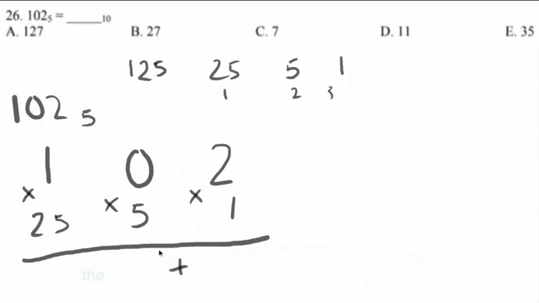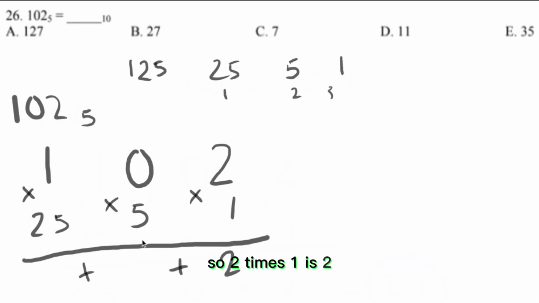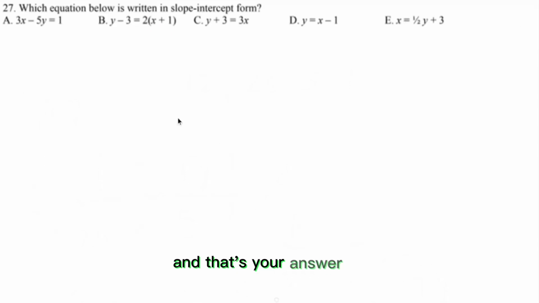Now we just add up the product of all of these multiplication equations. So 2 times 1 is 2, 0 times 5 is 0, and 1 times 25 is 25. And now we just add this up, and we get 27, and that's your answer.